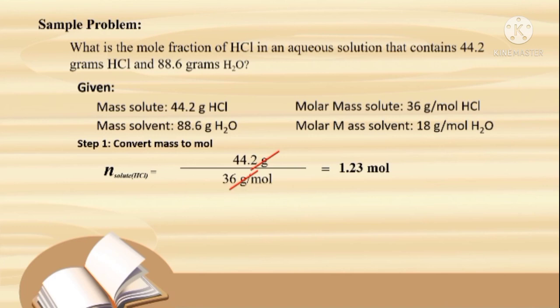Now let's calculate the moles of solvent, which is water. So we have the given mass of water, which is 88.6 grams, divided by its molar mass, which is 18 grams per mole. Same is true with the cancellation of the unit gram, and the answer is 4.92 moles of water.